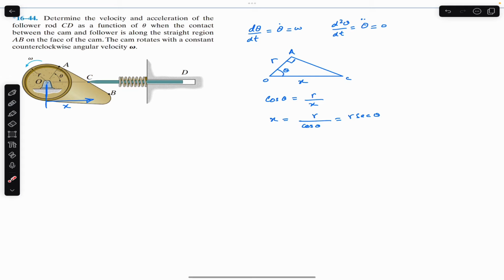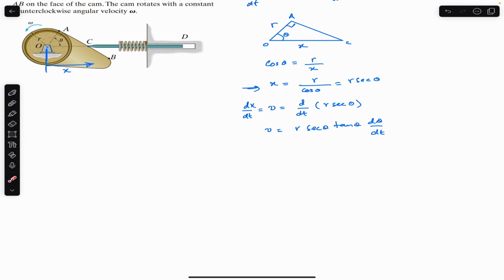So we need to determine the velocity and acceleration. The velocity is dx by dt, so we need to take the derivative of this equation with respect to time. So dx by dt, this will be the velocity, and this will be d by dt of r secant theta. Here r is constant, and the derivative of secant theta with respect to time will be secant theta tan theta and d theta by dt. So this is the velocity, and we can replace this d theta by dt by omega. So the velocity in terms of theta is r secant theta tan theta into omega, or r omega secant theta tan theta.